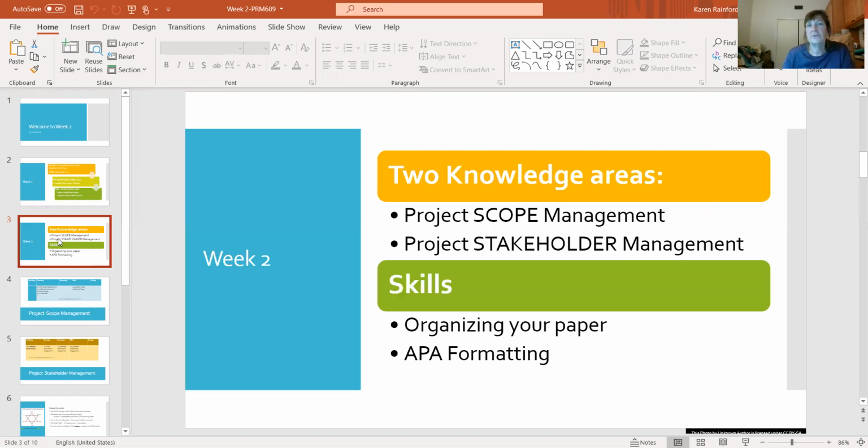Going into week 2, there are 2 knowledge areas. One is project stakeholder management and the other is project scope management. And the skills that we really want to work on this week are organizing your paper so that everything flows, and then APA formatting.